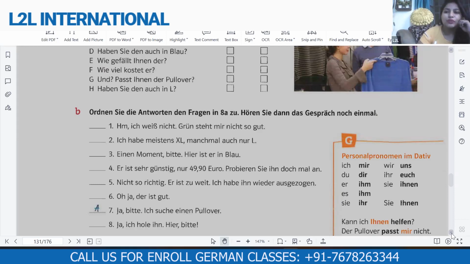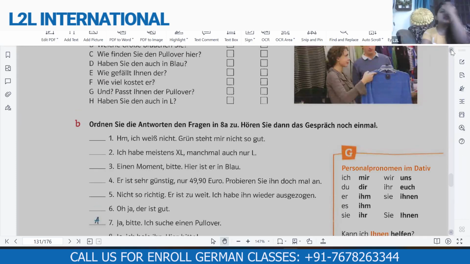Wie finden Sie den Pullover hier? How do you find the sweater? Anybody has any different answer here for the question? Revati, the question says, listen. Haben Sie den Augen in Blau? No, not that. I'm looking for the answer of the question. Wie finden Sie den Pullover hier? How do you like, or how do you find the sweater?